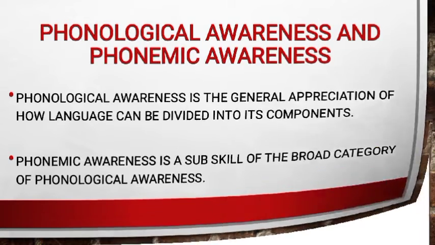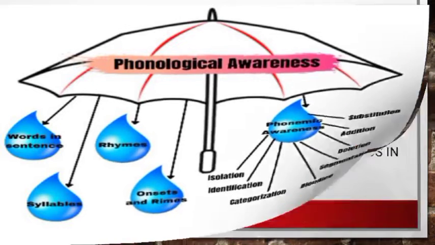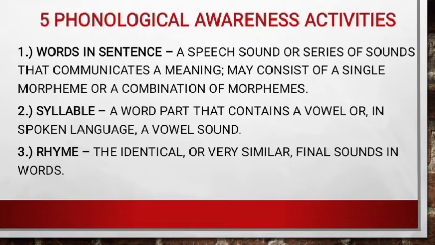So, the phonological awareness has four activities: words in a sentence, rhymes, syllables, onset and rhymes. In phonemic awareness, there are seven activities: isolation, identification, categorization, blending, segmentation, deletion, addition, and substitution. So, let's proceed to five phonological awareness activities.